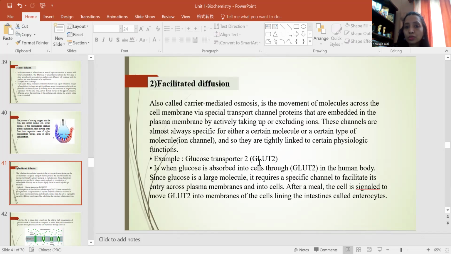For example, the glucose transporter. It is required when glucose is absorbed into the cells of the human body. Glucose is a large molecule. It will not be simply transported through your cell membrane via simple diffusion. So it will require a specific channel to transport that glucose, right?